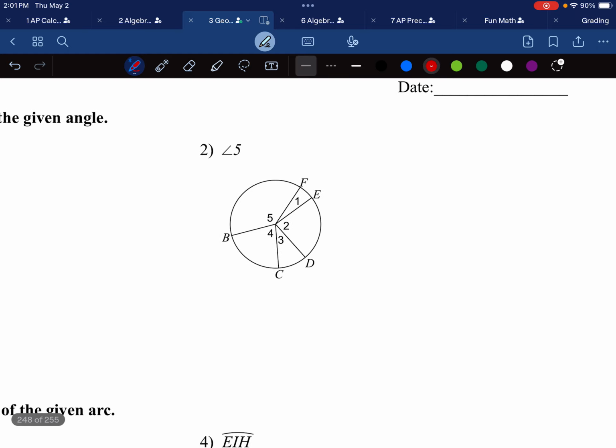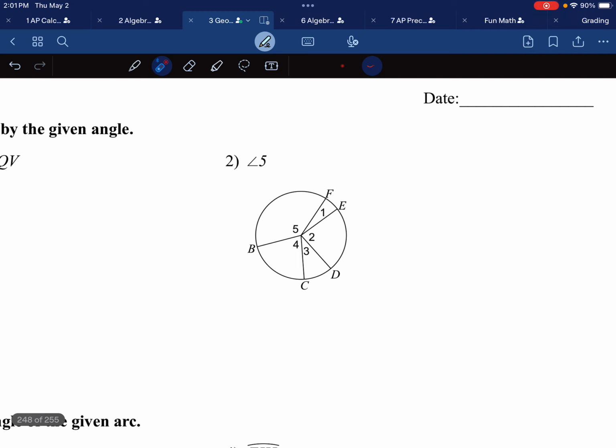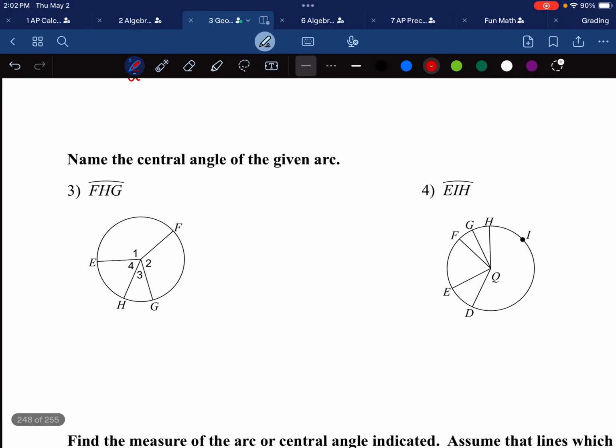In number 2, I'm asked to identify angle 5 as an arc, right? So angle 5 is right here, therefore the arc it's talking about is right here. I understand that this is a minor arc, therefore I only need the 2 letters B and F. It doesn't matter which order I give them in, B and F with the arc.